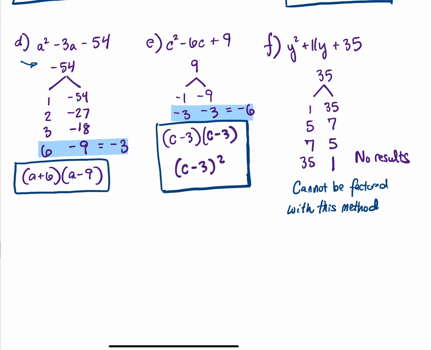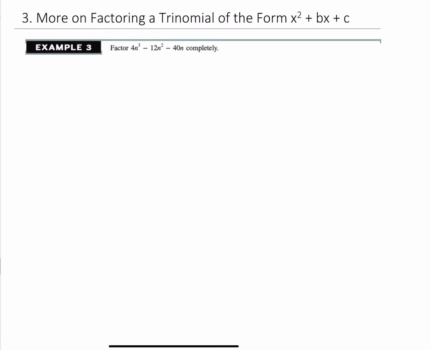All right, just as what we've seen in the previous video, we might also be able to factor out some common factor from every term. So in this example, we're given 4n cubed minus 12n squared minus 40n. Notice it's not in the form x squared plus bx plus c. We have a cubed term and then a second power term plus this number in front. But notice they all have an n, so we can factor an n out in front of everything, and they're all divisible by 4 as well.